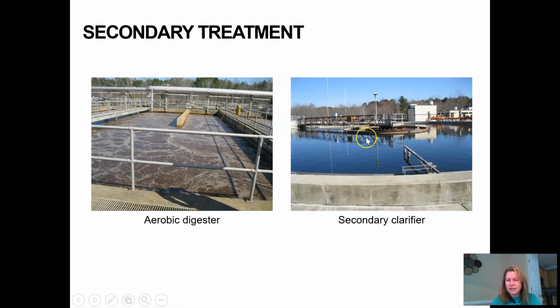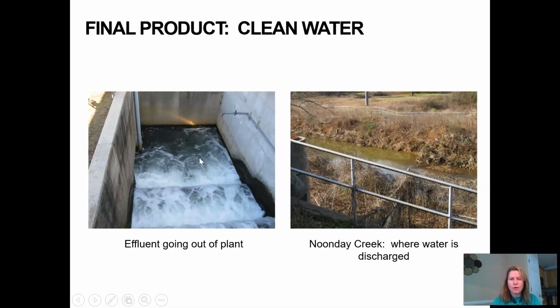Here's a picture of the secondary clarifier. That again is where you're going to be settling out whatever solids remain after the microbes have cleaned up the water. And then the treated effluent, you treat it with some kind of disinfectant, like chlorine, UV light, or ozone. It's going to kill the harmful microbes, and then you can discharge this directly into a body of water. This happens to be one of our wastewater treatment plants near Noonday Creek, and this goes directly into Noonday Creek.